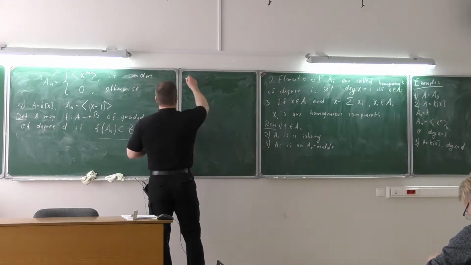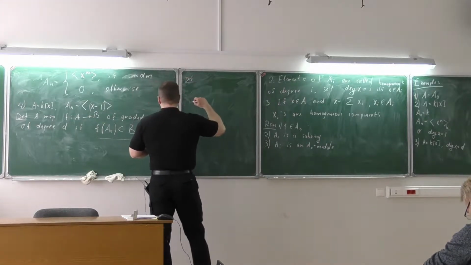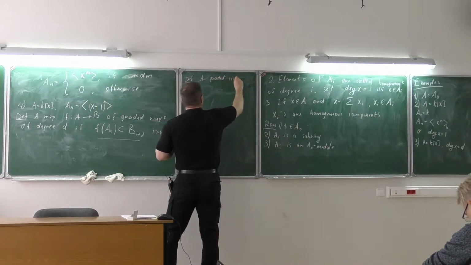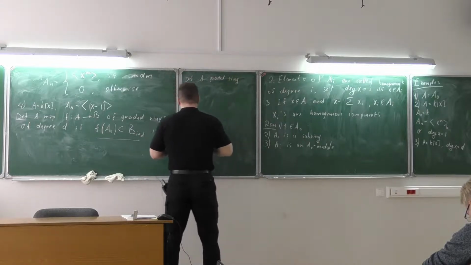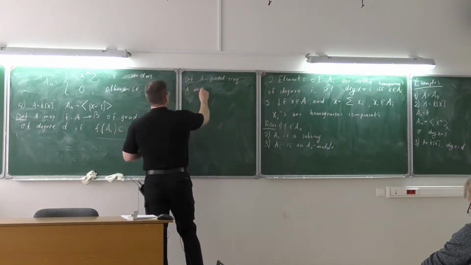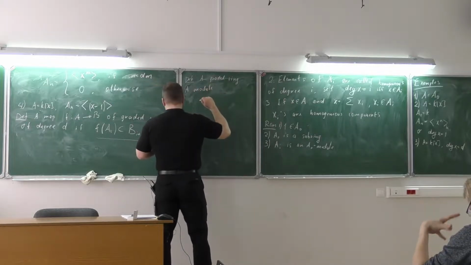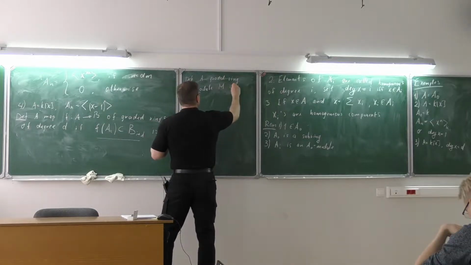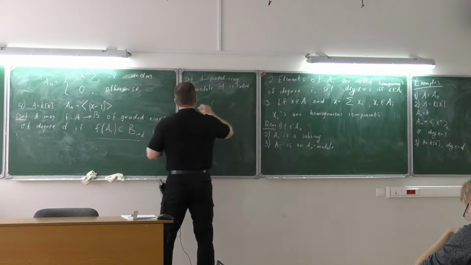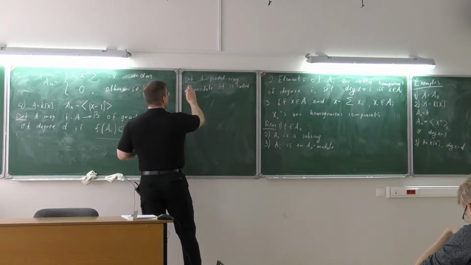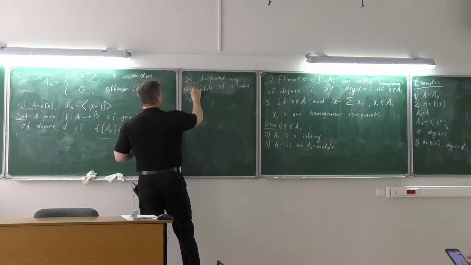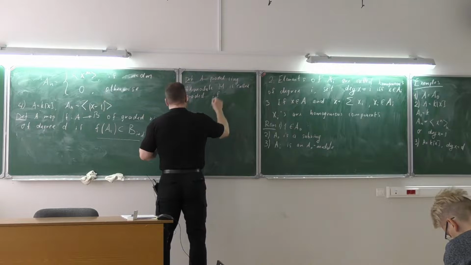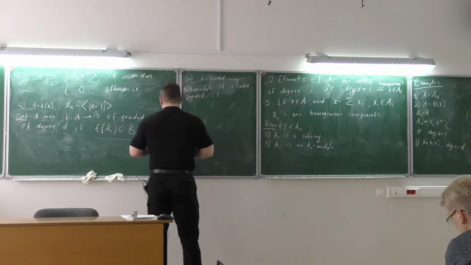Okay, so definition: I fix a graded ring. And now I want to define what's a graded module. So an A module M is called graded if, as before, we have two properties.